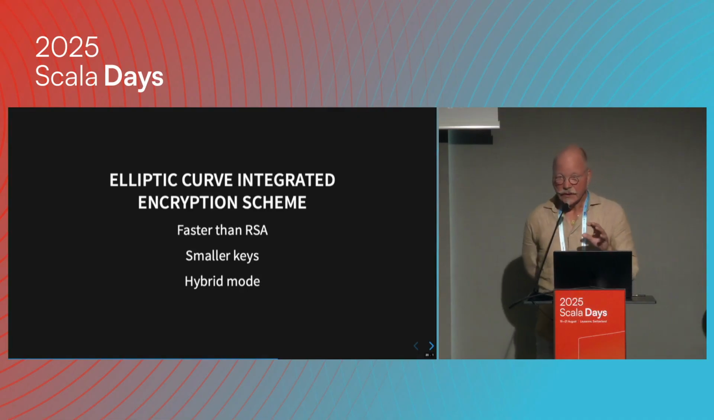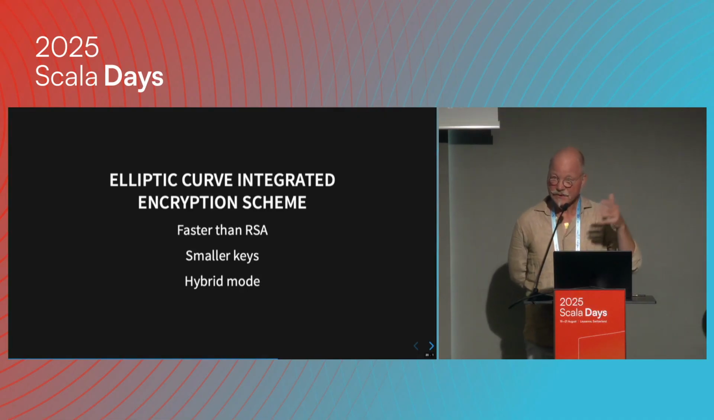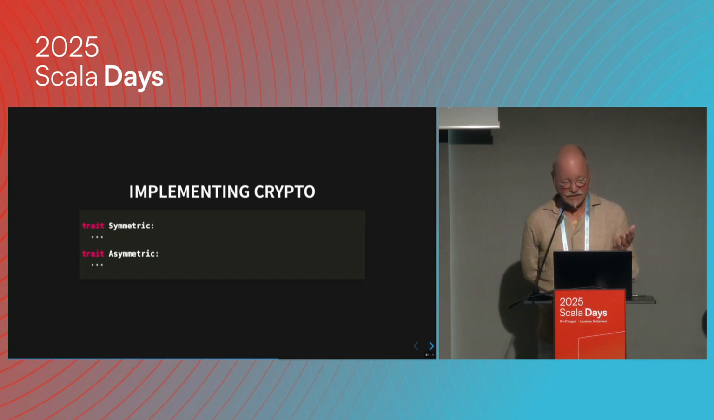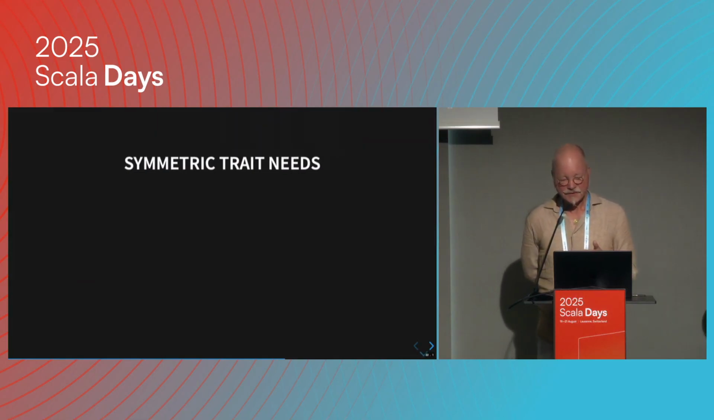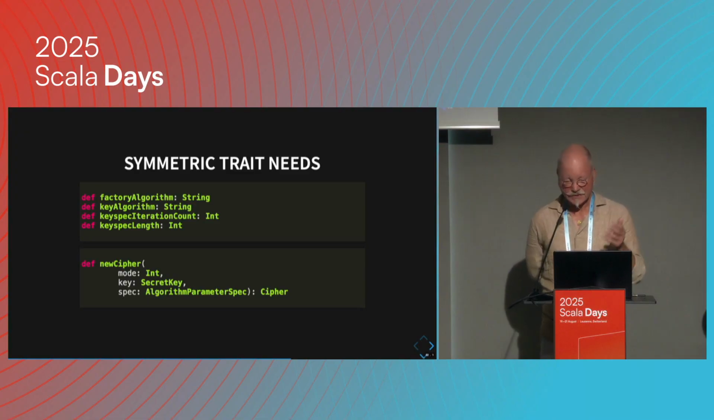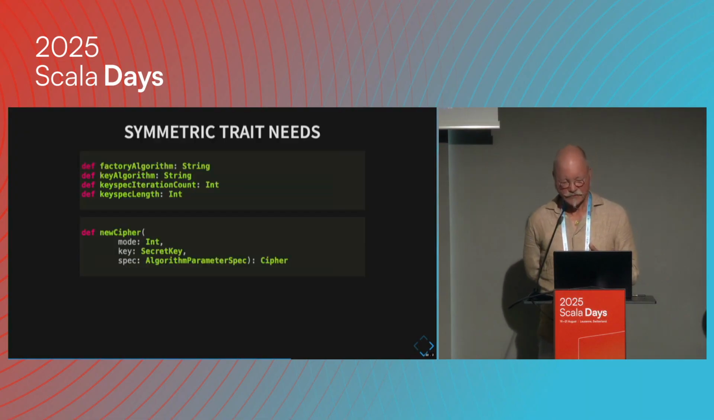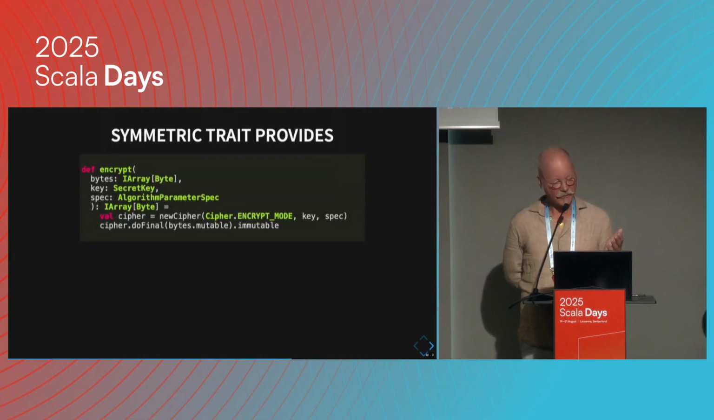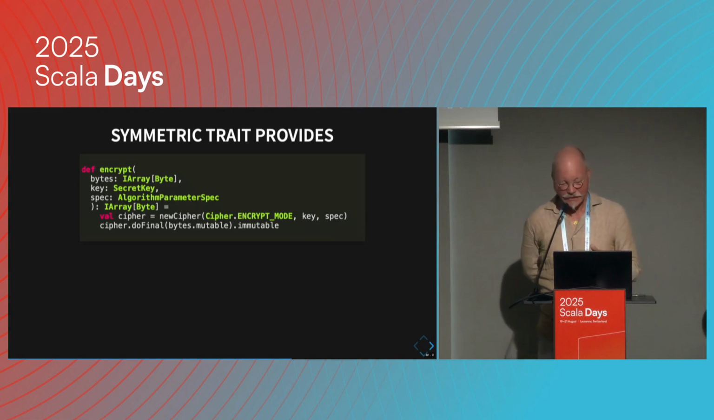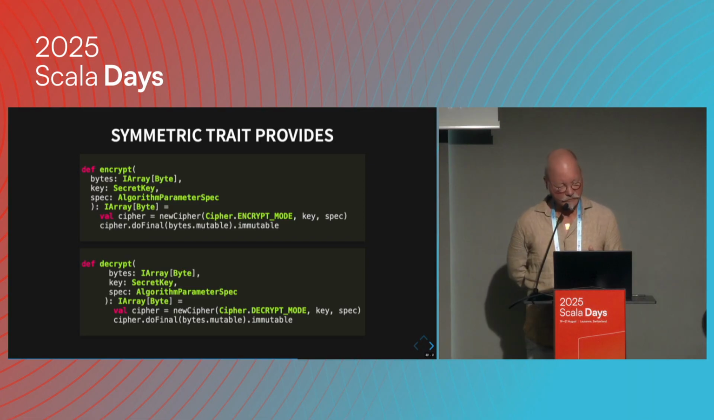Okay, now I'll go into some details on how we have implemented support for these, and we start by having two traits. One trait is for symmetric, another trait is for asymmetric. Looking at symmetric first. The symmetric trait needs some parameters and a cipher. These must be implemented by the class extending the trait. The trait provides an encrypt method. As you see, it's Java security code all over, but this is what we're trying to hide. And it also has a decrypt method.